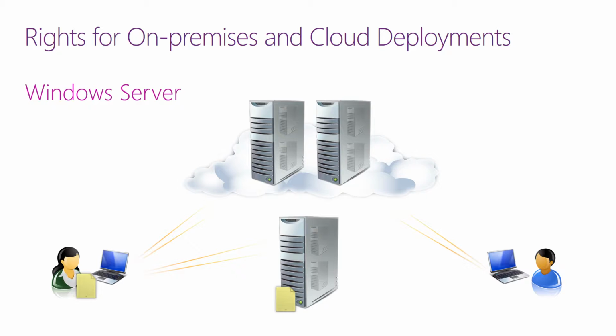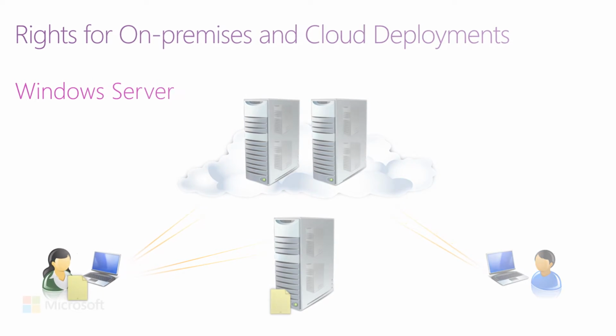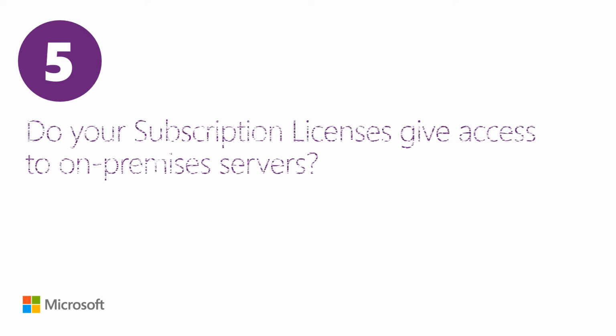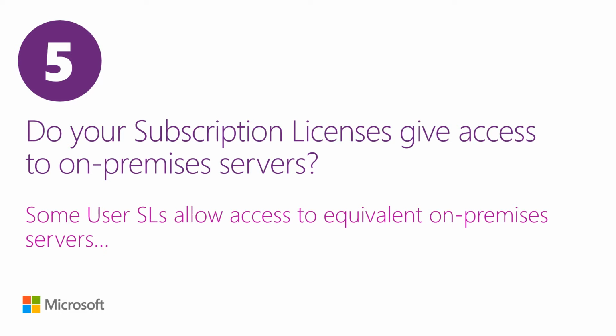So there are a couple of things to watch out for here. As we move to the cloud in this instance, the licensing terms are more favourable. But in a hybrid environment, I'm going to need to make sure that there are processes in place to track which users access which Windows Server virtual machines and that they do have the right licenses assigned to them. Let's continue to consider some things to watch for as you move from an on-premises infrastructure to the cloud. And the first to look at is whether your subscription licenses give access to on-premises servers, since some USLs do indeed allow access to equivalent on-premises servers.